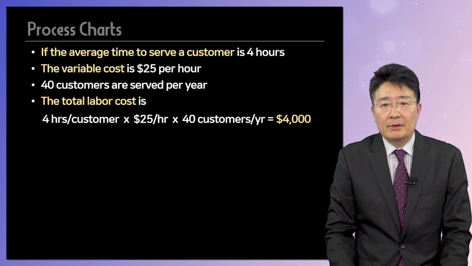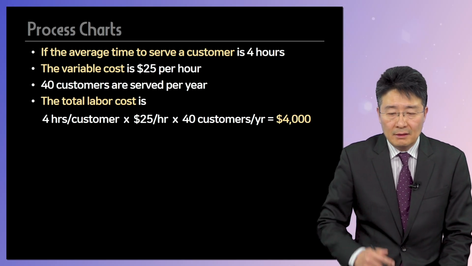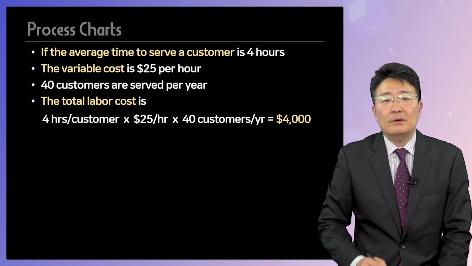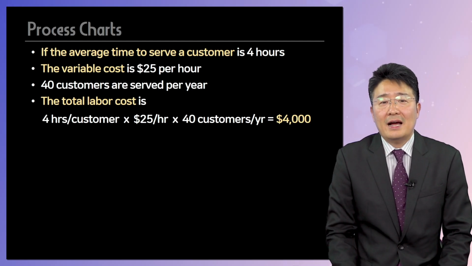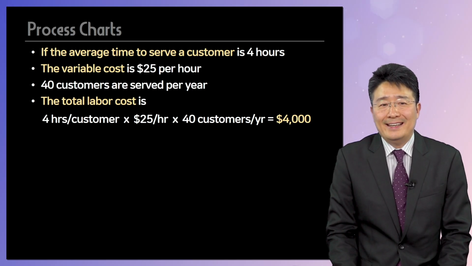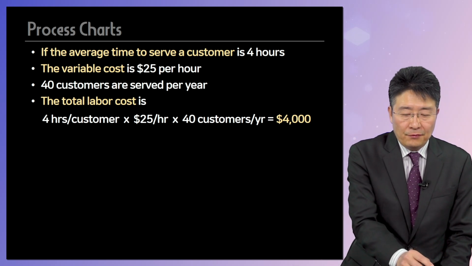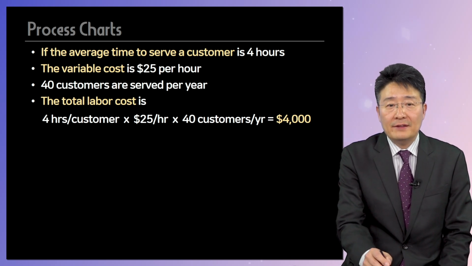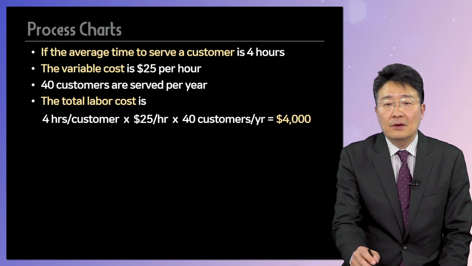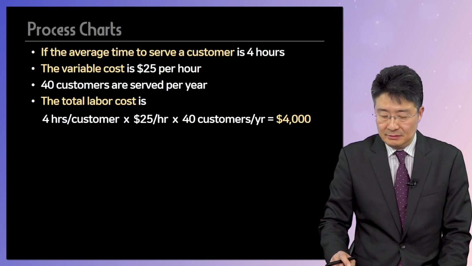There is an example. If the average time to serve a customer is 4 hours, the variable cost is $25 per hour, and 40 customers are served per year, the total labor cost is 4 times 25 times 40. Finally, you will get $4,000.